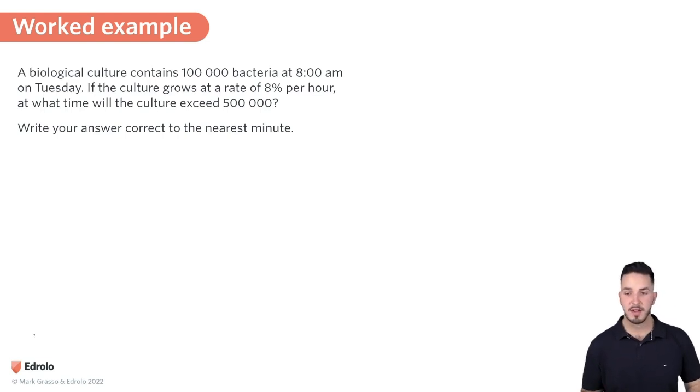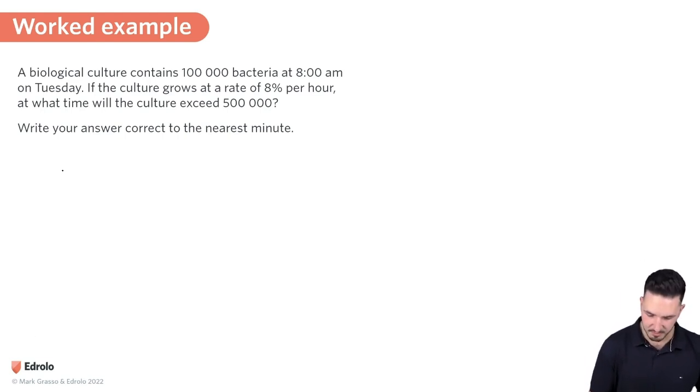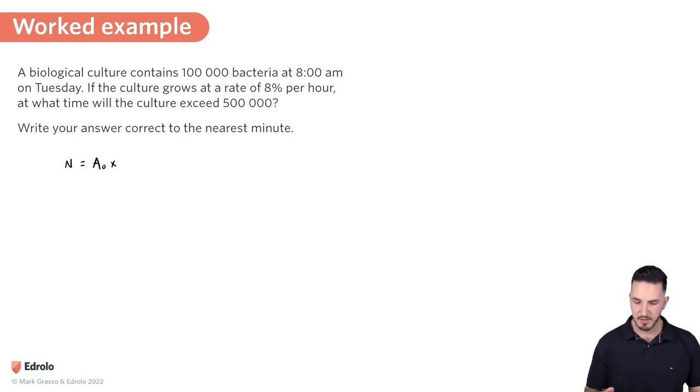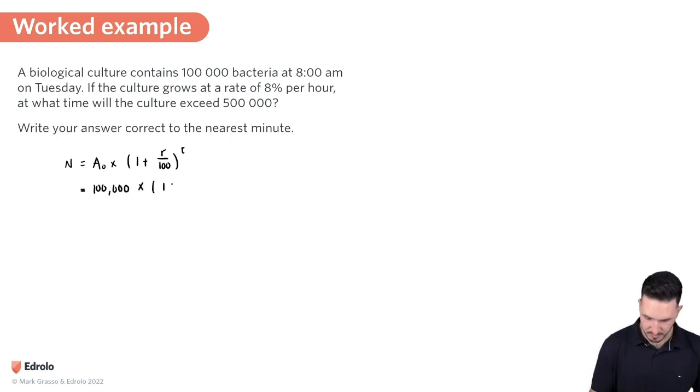Let's start with all of our working out. I'm going to let N be our culture, and we're going to have A naught. Because it's increasing at a rate of 8% per hour, we know that b has to be equal to this value. So b won't just be 8%. Because it's growing, it has to be 8% more than 100%. So we would normally have 1 plus r over 100 to the power of t. This 1 plus r over 100 is equivalent to our b, so 1 plus 8 over 100, to the power of t.